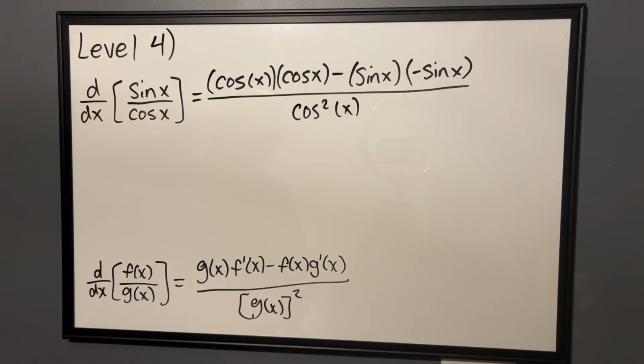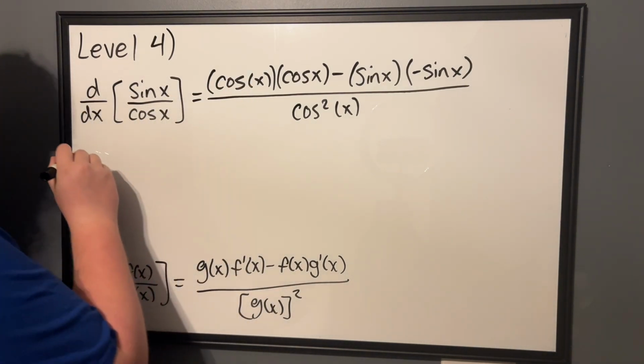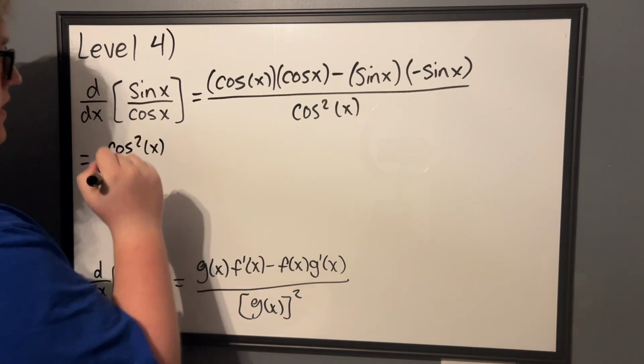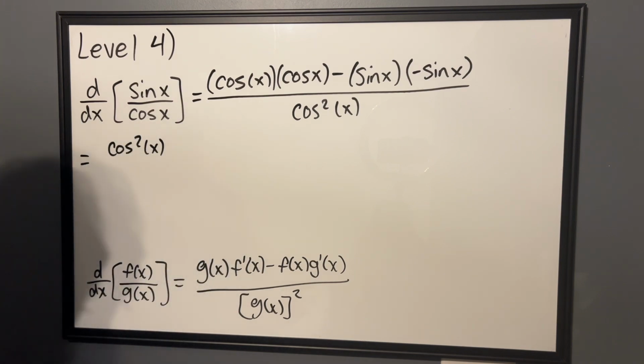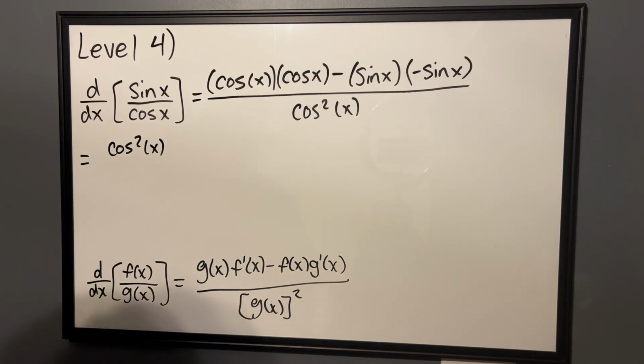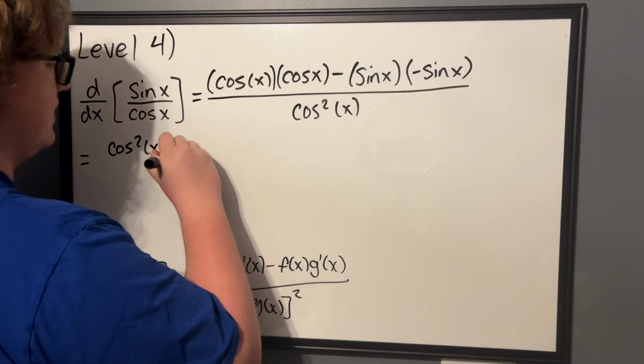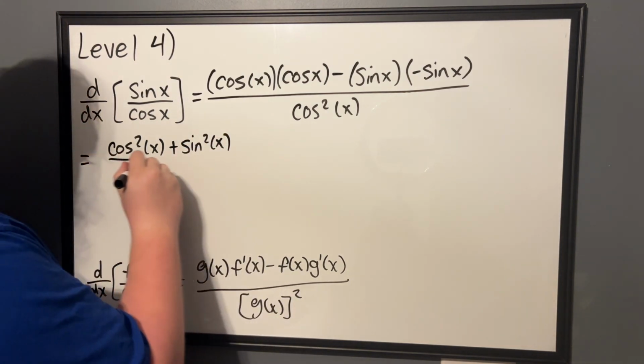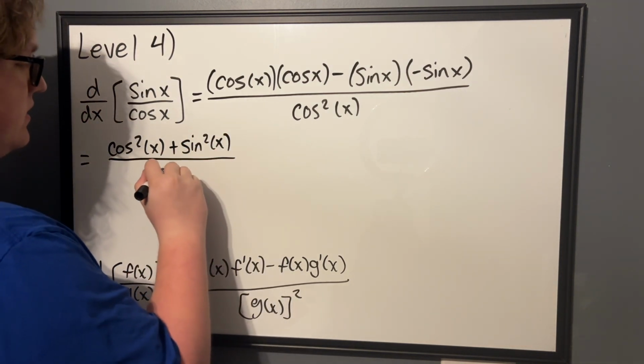Okay, so now we want to try to simplify some stuff. So when we have cosine x times cosine x, that's going to end up being cosine squared of x. Now in this side, we have a minus sine x times a minus sine x. So that ends up being a plus sine squared of x. And all of that is over cosine squared of x.